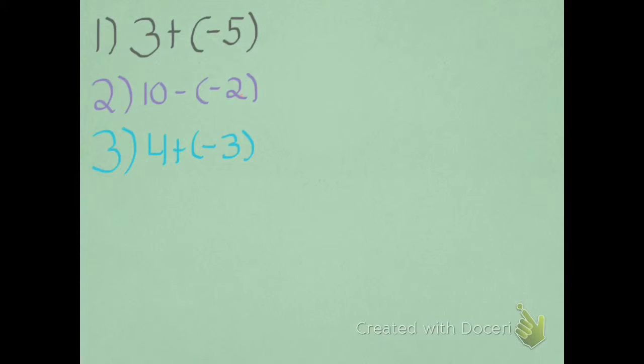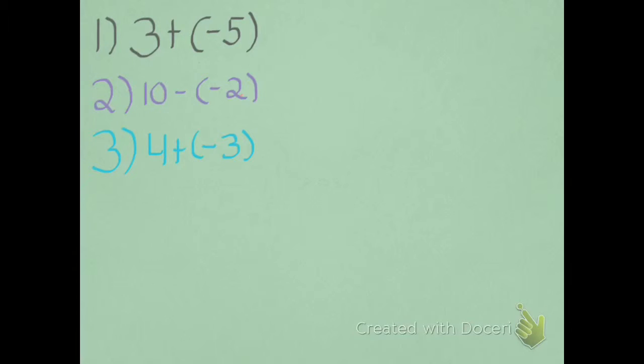Our first problem to start with is number 1, 3 plus negative 5. Wait, does that make sense to you? You might be getting confused by these parentheses, but the parentheses don't mean anything. So let's start with our positive number 3 plus our negative number 5.